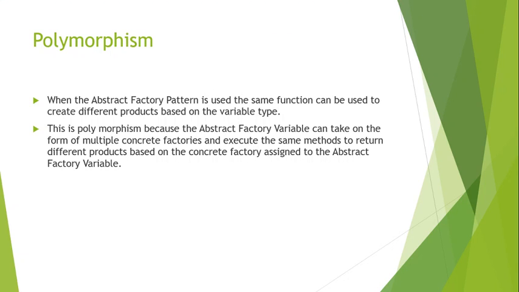The abstract factory pattern helps us to achieve polymorphism because the abstract factory variable can be assigned to many different kinds of concrete factories. So when we use this variable, we can put a function call on it, and depending on what type of concrete factory was assigned to it, we can then use that same variable to get different sets of products based on what type of concrete factory was assigned to it originally.